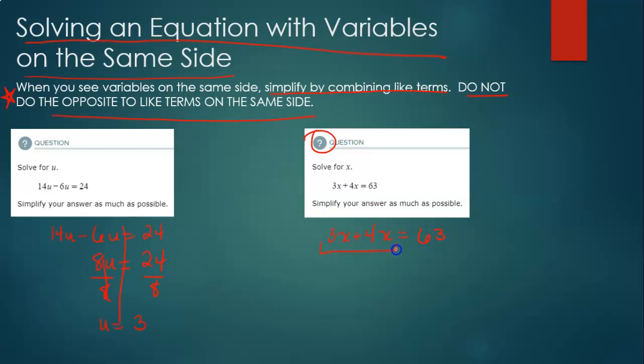Welcome back. You should have started by combining like terms on the same side. 3x and 4x make 7x. 7x equals 63. Divide both sides by 7, and so x equals 9.